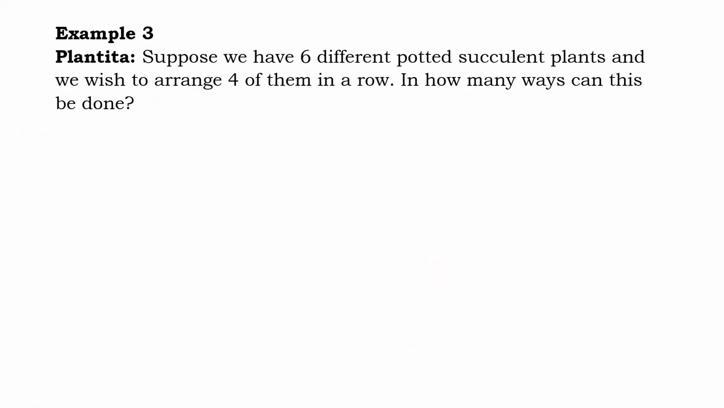Here we go to permutation, our main topic. We have here example number 3. Suppose we have 6 different potted succulent plants and we wish to arrange 4 of them in a row. In how many ways can this be done? For example, you have 1, 2, 3, 4, 5, 6. You have 6 potted succulent plants.